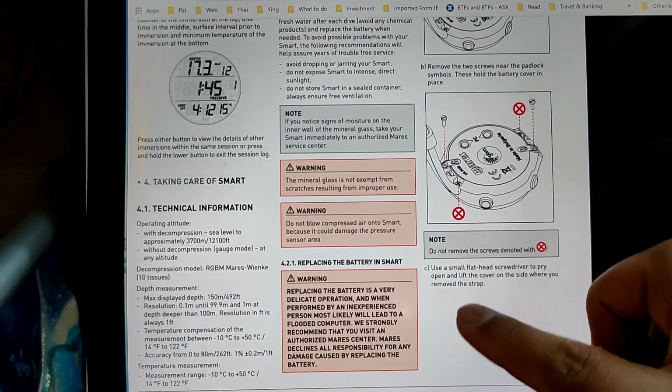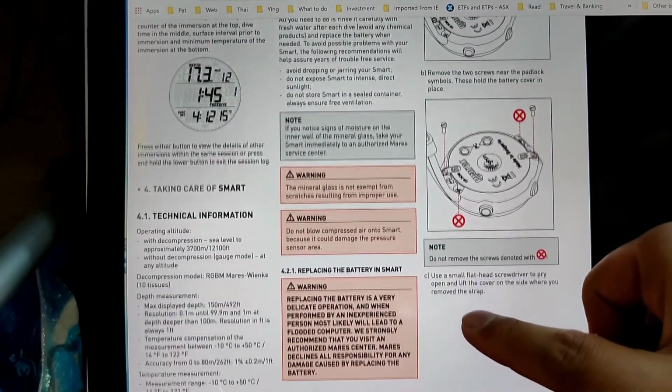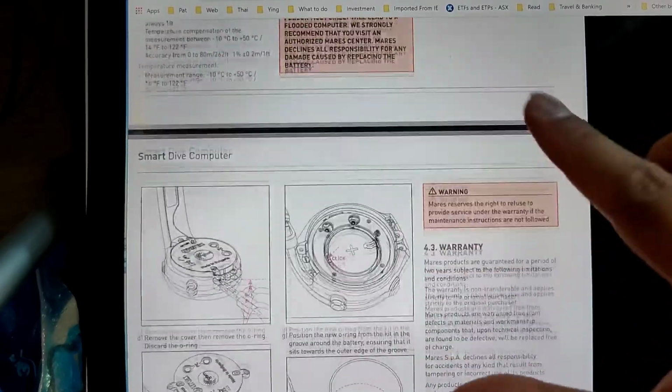This is the battery change, how to do it? Not hard. If you order the kit, it's quite easy to do by yourself.